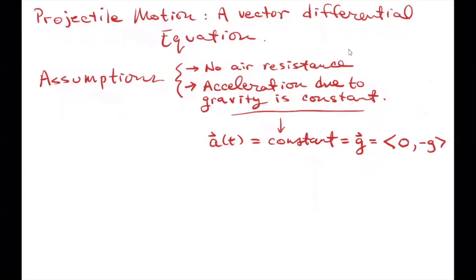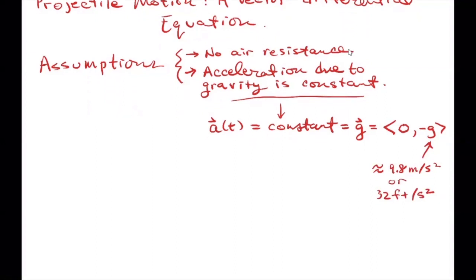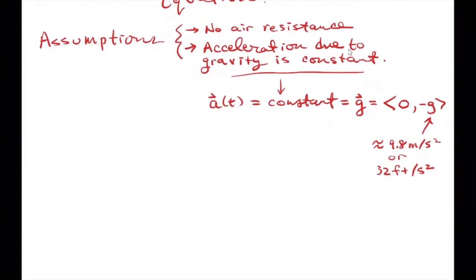Okay, so that's approximately 9.8 meters per second squared, or 32 feet per second squared, either way. Any questions? All right, so then from that assumption, we have our differential equation. Acceleration is g. That means r double prime of t is g. Okay, that's the differential equation.